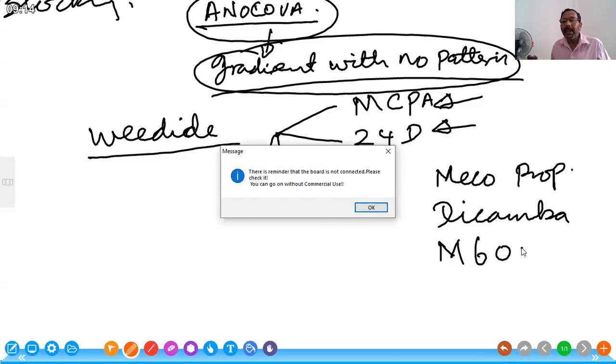For example, we cannot compare MCPA versus glyphosate. MCPA is a broadleaf weedicide. Glyphosate is a total weedicide. So I cannot compare these two, because definitely glyphosate kills more weeds than the MCPA, because MCPA kills only one type of weeds. If you take the number of weeds killed, glyphosate kills more.